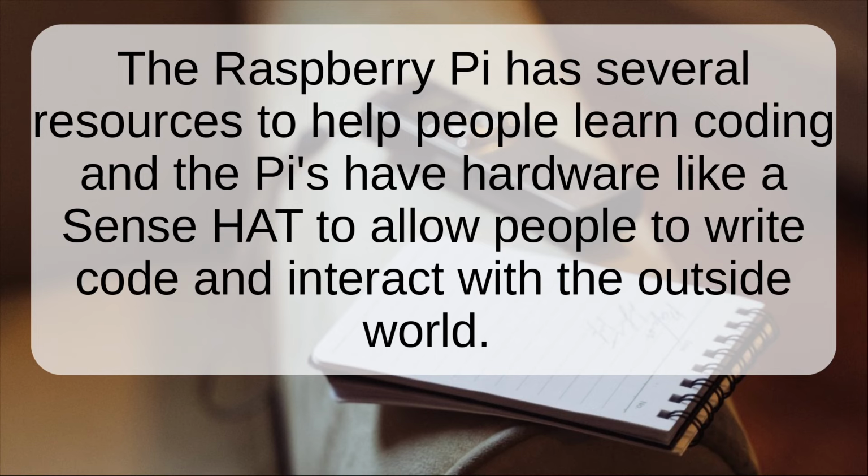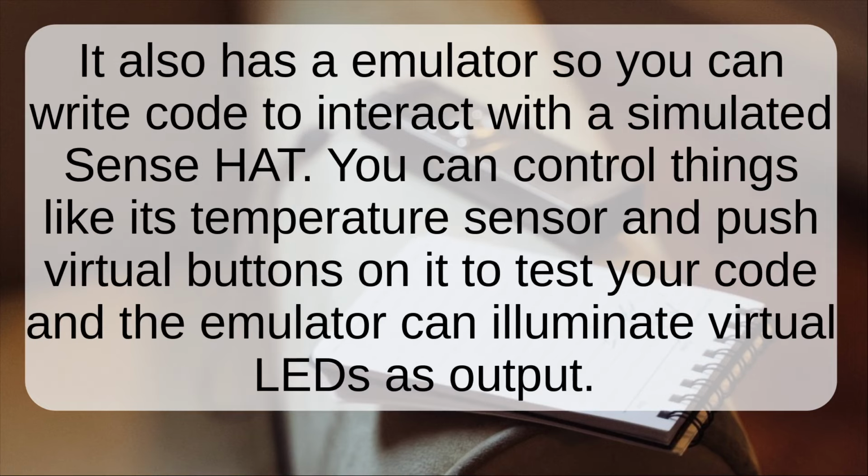The Raspberry Pi has several resources that will help people learn coding, and the Pis have hardware like a Sense Hat to allow people to write code and interact with the outside world. It also has an emulator, so you can write code to interact with a simulated Sense Hat. You can control things like the temperature sensor and push virtual buttons on it to test your code, and the emulator can illuminate virtual LEDs as output.